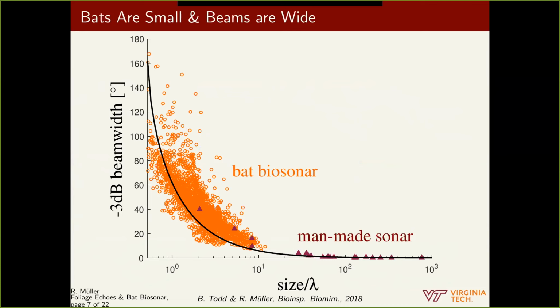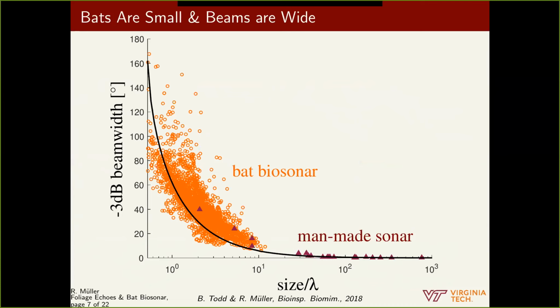and then all the maroon triangles show you man-made sonars. These were not nuclear submarine sonars, because you cannot find that information on the internet, or at least I hope you cannot even attempt to look for it. They were sonars that you can buy for your yard or for your fishing vessel. And you can see that those sonars tend to operate much more to the right side from the bats. Only some really cheap sonars overlap with the bats.